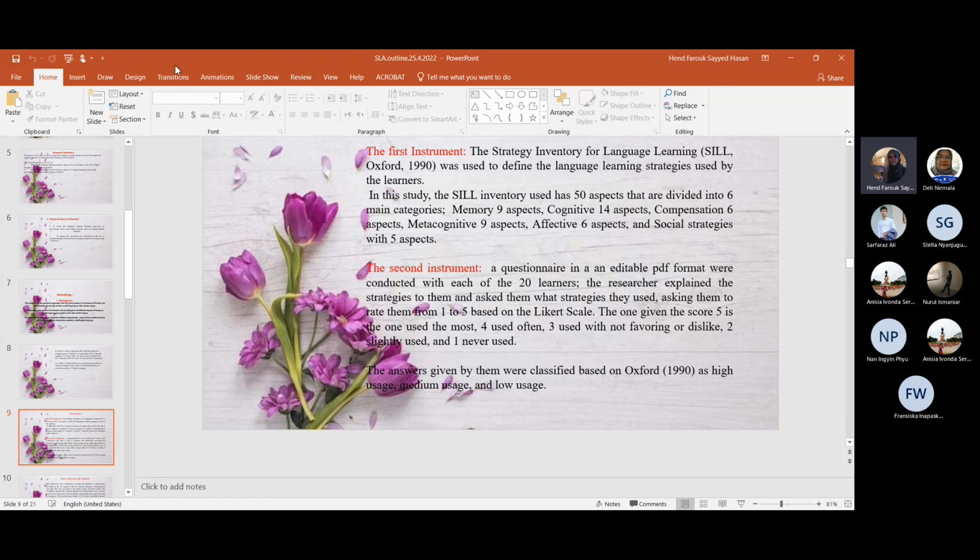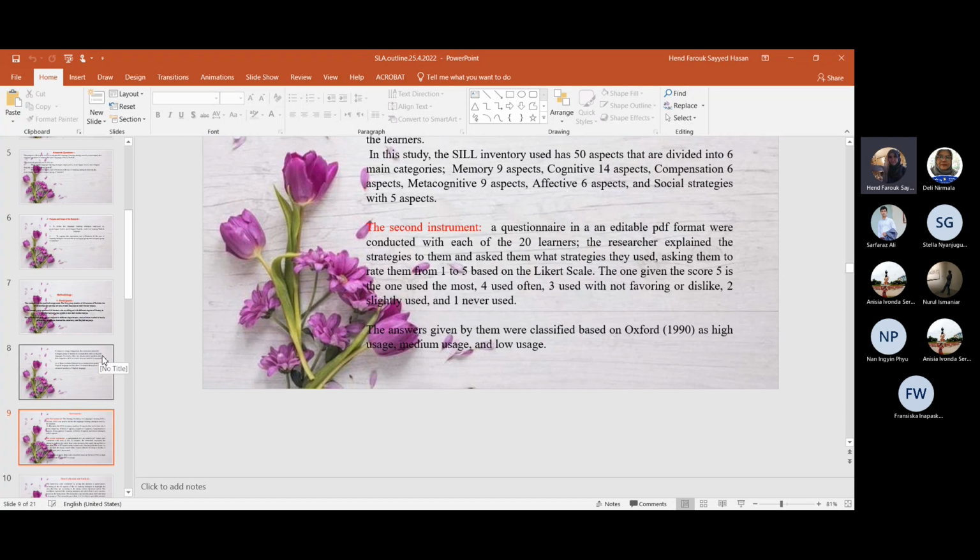I also have the questionnaire. This is a format made by Oxford 1990, but of course I customized it to fit the context of the Turkish language. I have it, Inshallah, I'll open it after the presentation.